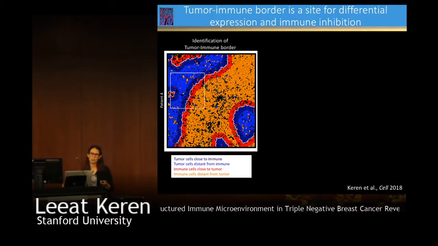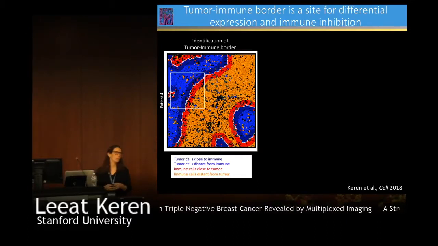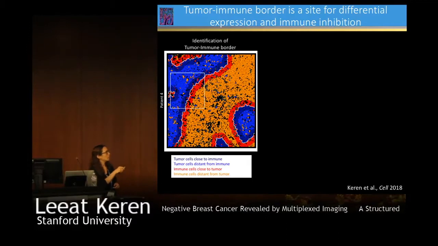Why are they not mixed? And we decided to go a little bit further and explore this tumor immune boundary that is forming between these populations. To do that, we developed an algorithm that can automatically identify the tumor immune boundary out of the cell classifications. And you can see this here.